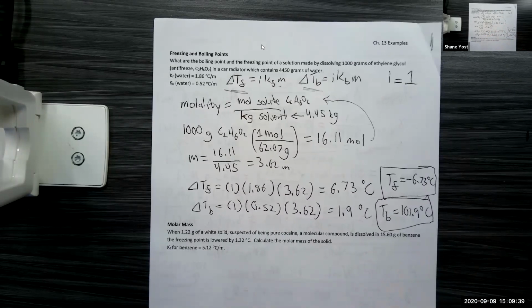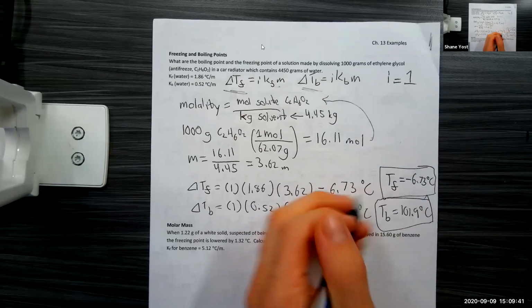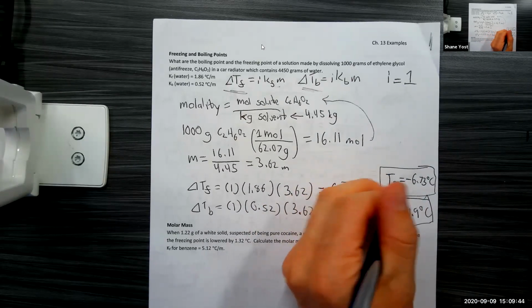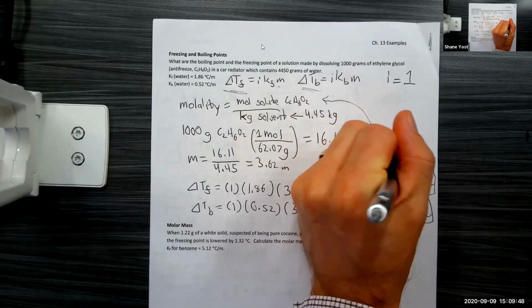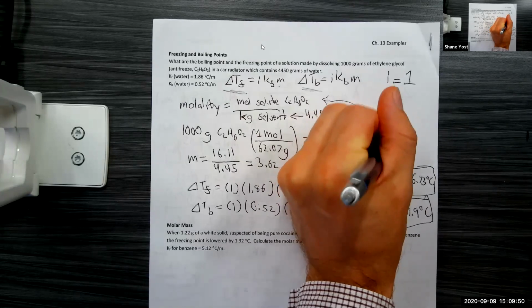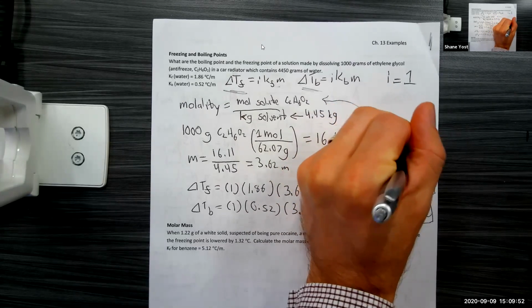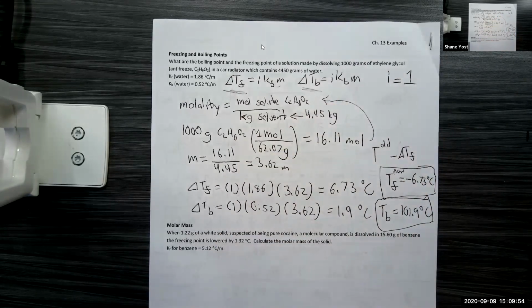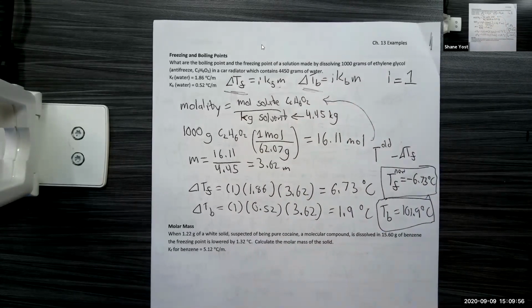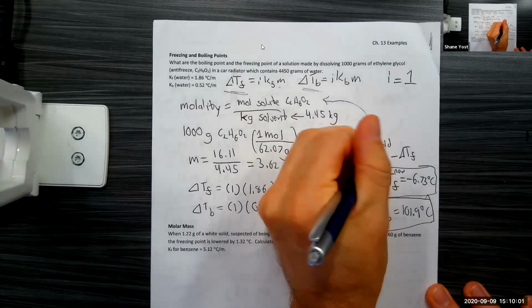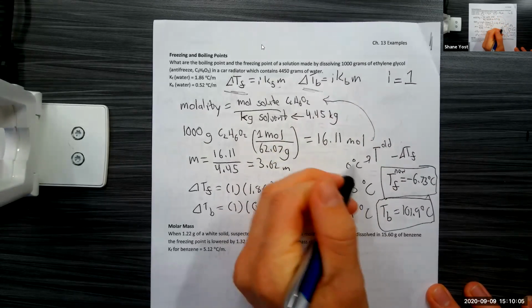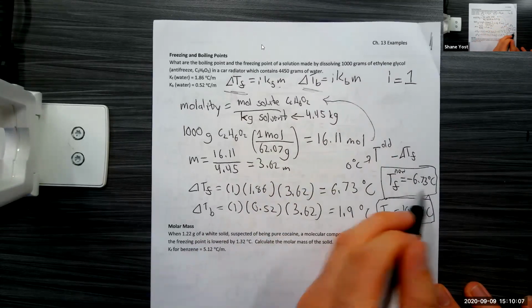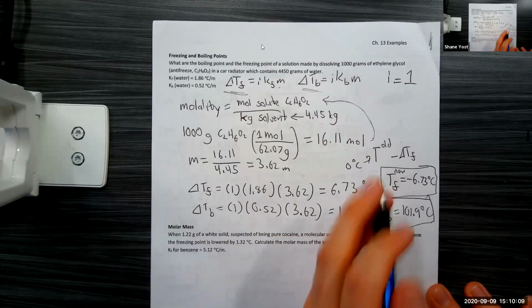So why is the freezing point negative? The new freezing point is the old freezing point minus the change in the freezing point, because the freezing point is decreasing with the addition of a solute, okay? And my old freezing point is 0 degrees Celsius. So I take 0 minus my change, which gives me negative 6.73.